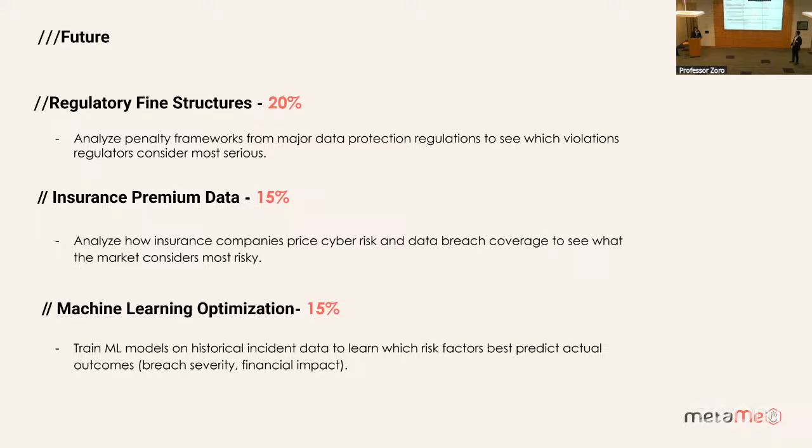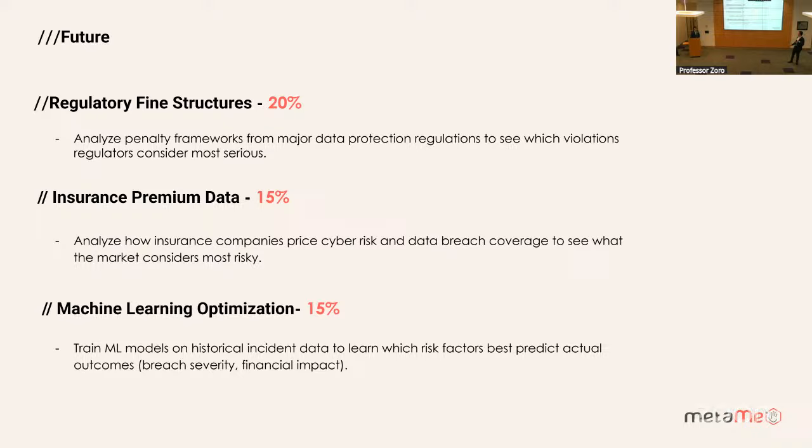The other things that we need to get to are the regulatory fine structures, insurance premium data, and machine learning optimization. The reason we do it separately is that historical incident analysis is just to see what has actually happened. Then there's regulatory fine structures, where we'll parse through a bunch of regulations, do a deep dive into the research, and look at what the regulatory bodies think about how the risk should be weighted, because sometimes there are higher penalties for compliance compared to data leakage. So it captures the essence of what the regulatory bodies think.